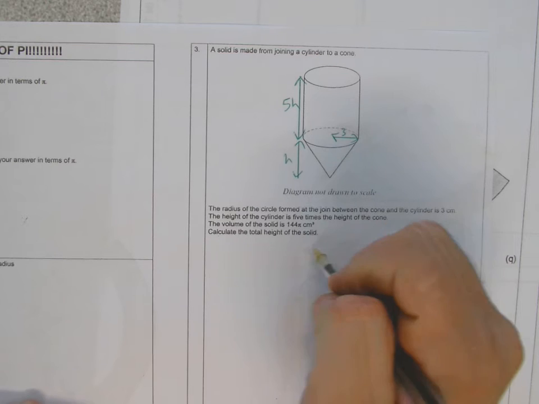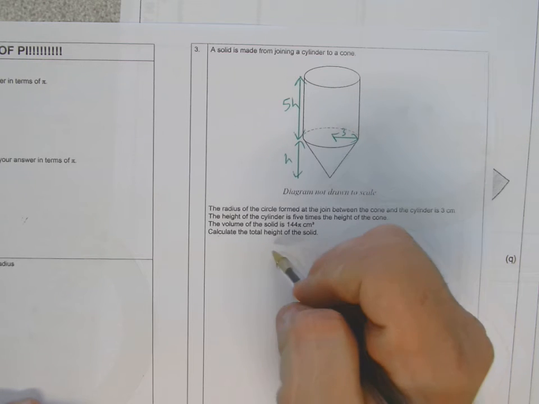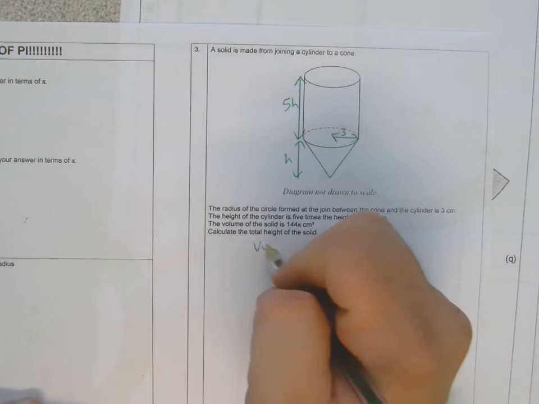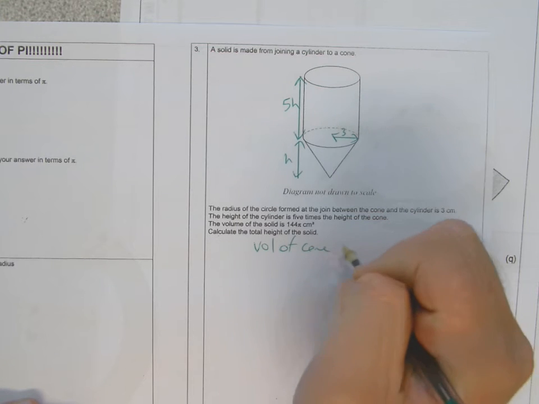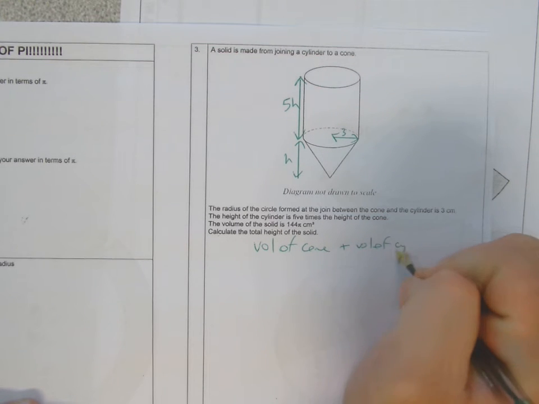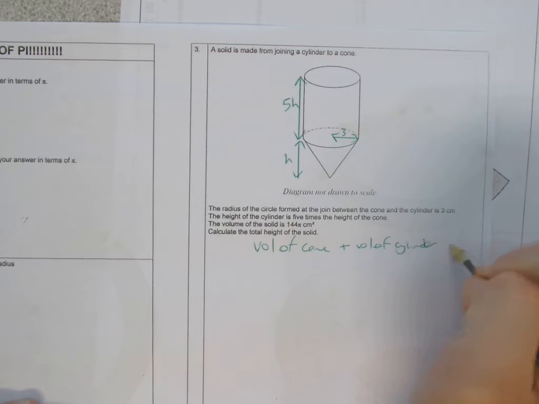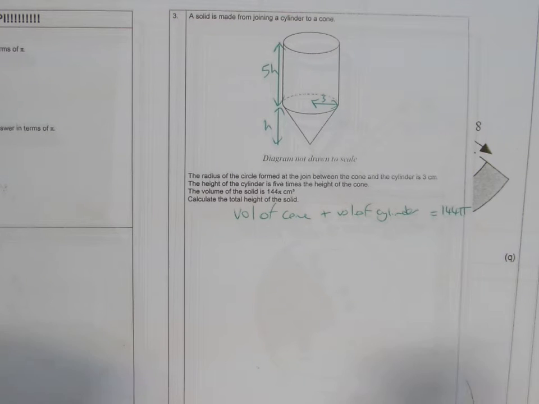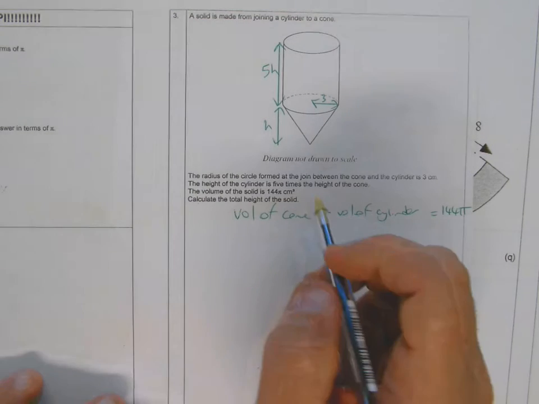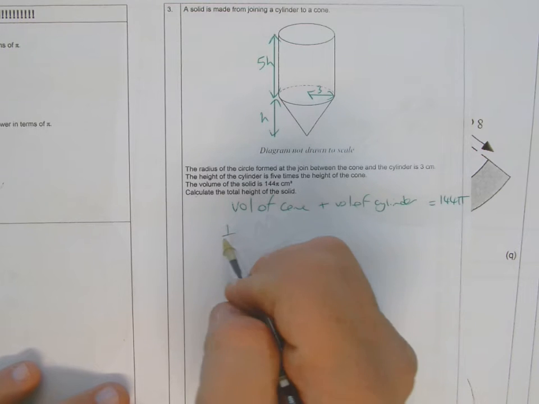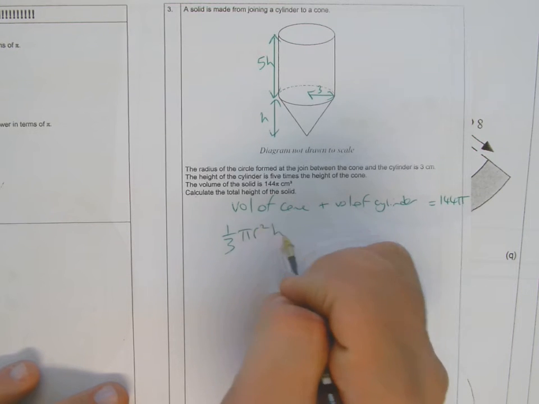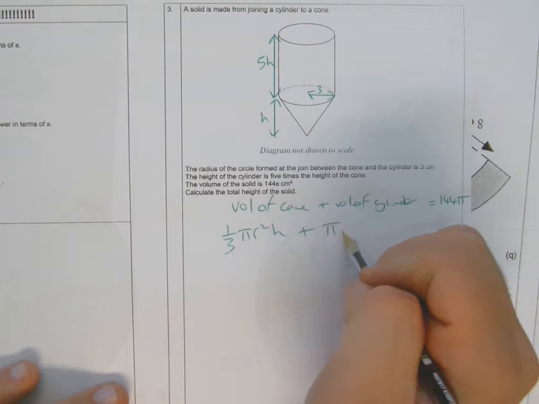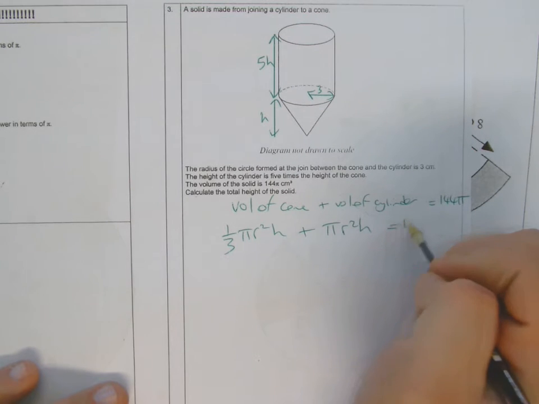Now we know that the total volume is 144 pi, because the total volume is made up of the volume of the cone plus the volume of the cylinder. Those two added together, and they're telling us this is equal to 144 pi, right? So if the answer is in terms of pi, it's possible to do this without a calculator. The volume of a cone formula is 1/3 pi r squared h. Volume of a cylinder is pi r squared h, equals 144 pi.